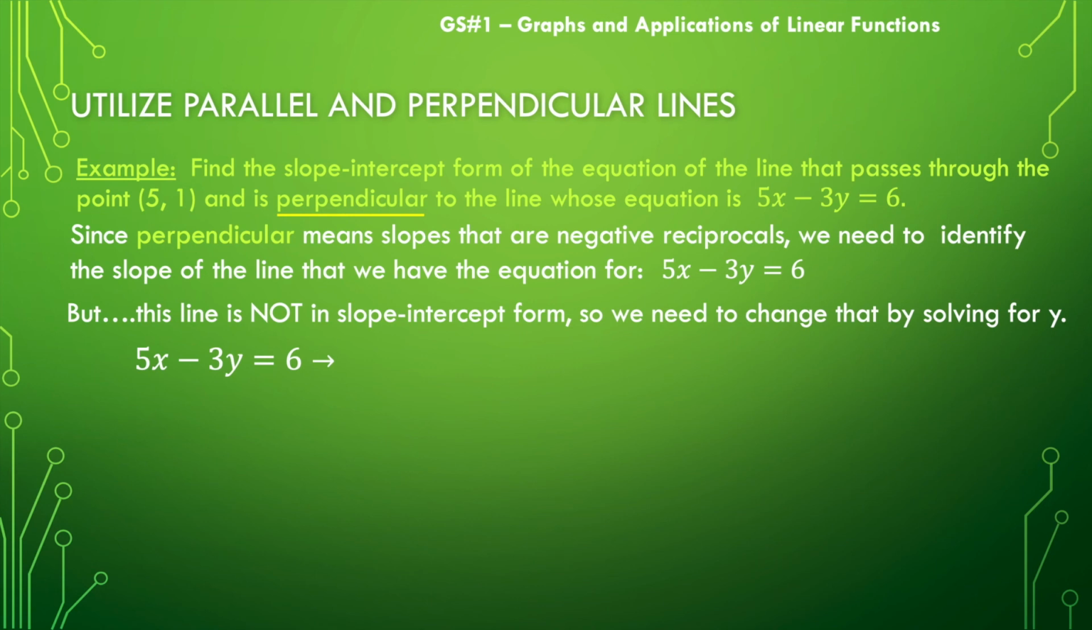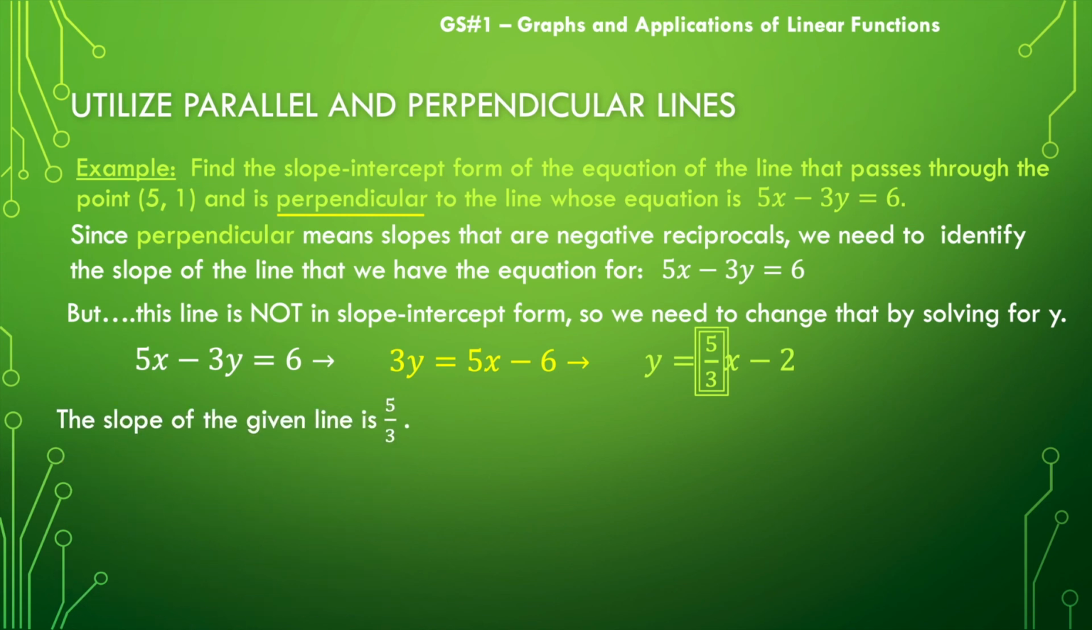I'll need to put that into slope-intercept form to find that slope. So let's isolate the term with a y. So when I do that, I get 3y is equal to 5x minus 6. Divide through by 3. So y is equal to 5/3 x minus 2. And that gives me a slope of 5/3, which means the slope of any line perpendicular to 5/3 will be negative 3/5. So now I need to take that negative 3/5 slope and use it with the point (5,1) to find the equation of the line that passes through that point.